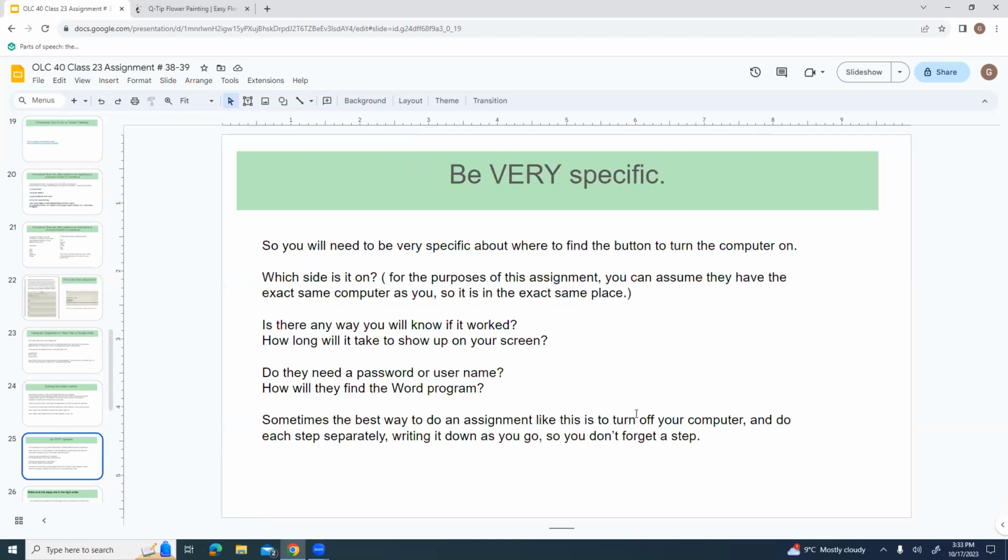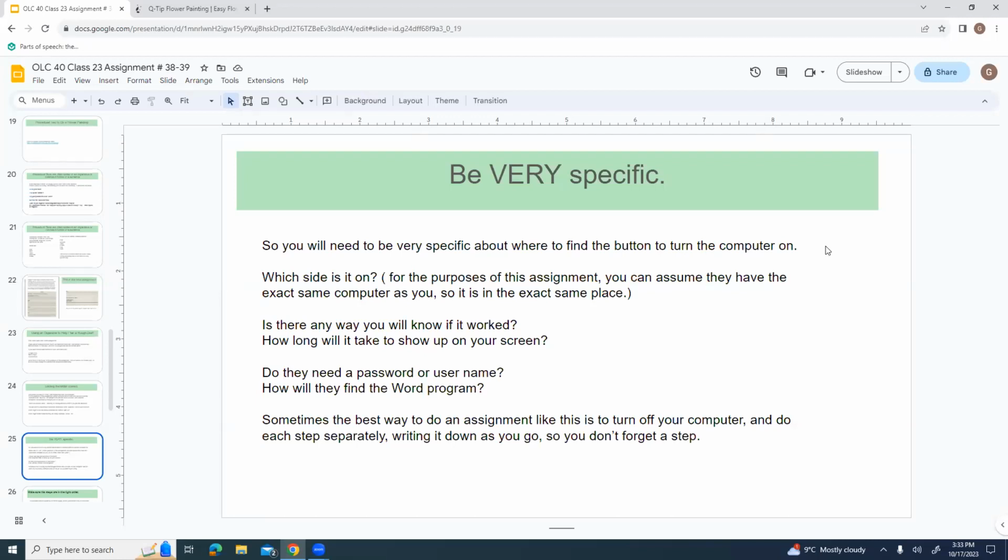Okay, so I'm breaking it down even further here. You're going to be very specific about where to find the button. What side is it on? Is there any way they can tell if it worked? How long will it take for them to see something on the screen? Do they need a password or a username to make the computer work? How are they going to find the word program?